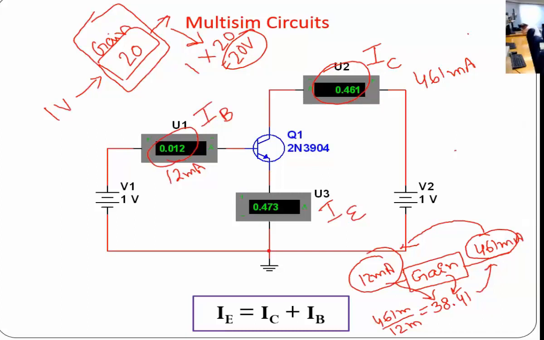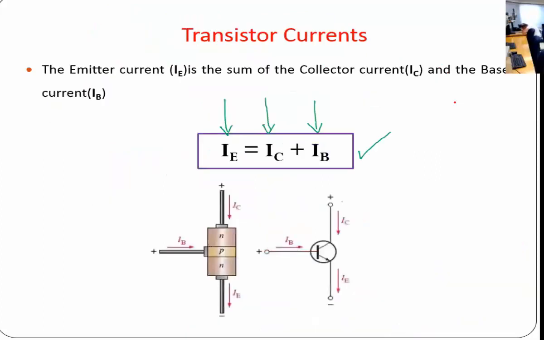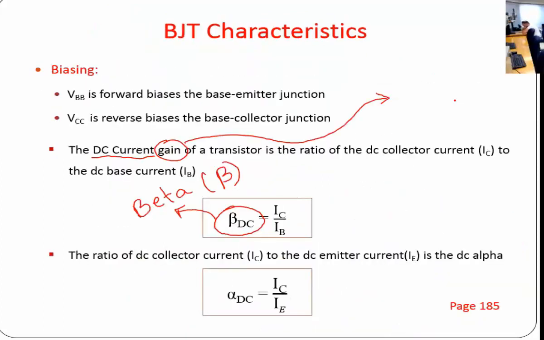So exactly that is what this beta DC is, which is usually given by the manufacturer. Of course, we can calculate it by performing a lab on it. I think there is one lab that we will be doing on the transistors, probably not today. So this beta DC is a ratio of what? It's the collector current divided by the base current.